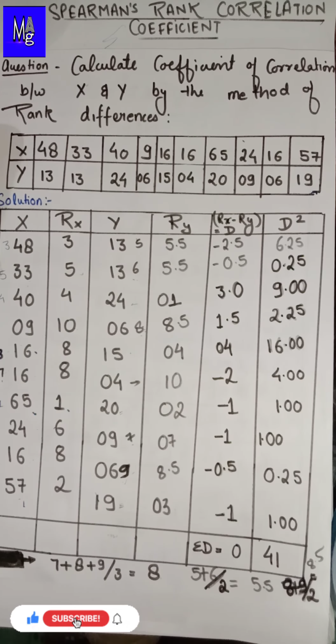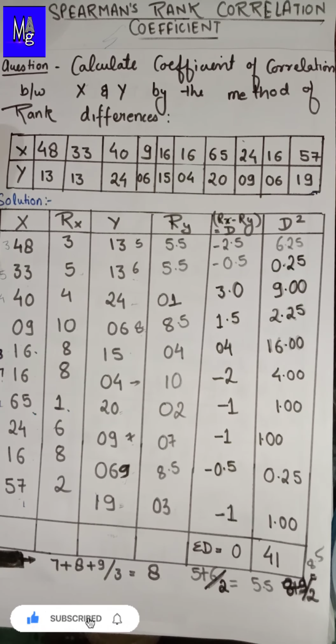The question could be like, calculate the coefficient of correlation between x and y by the method of rank differences. So here, as you can see, rank differences are written. That clearly makes sense that you have to find the Spearman rank correlation coefficient. Up till here is our question, and from here it is the solution part. First of all, you will make columns for x and then y, and you are going to rank them.